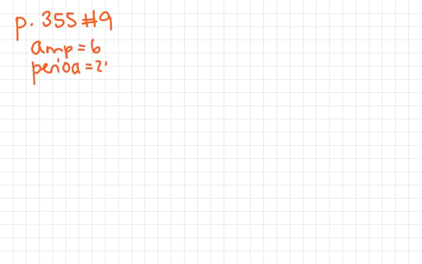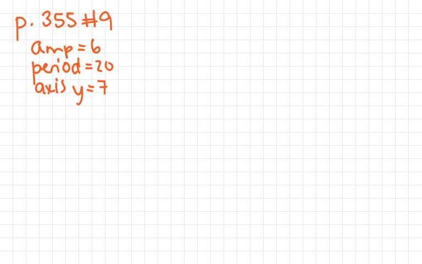Okay, so I'm just going to do a question with you from the textbook, just so that you know how to apply this. So this is page 355, number 9. Number 9 says, sketch the graph of a periodic function with a period of 20, an amplitude of 6, and whose equation of the axis is y equals 7. So amplitude equals 6, period equals 20, and equation of the axis is y equals 7.